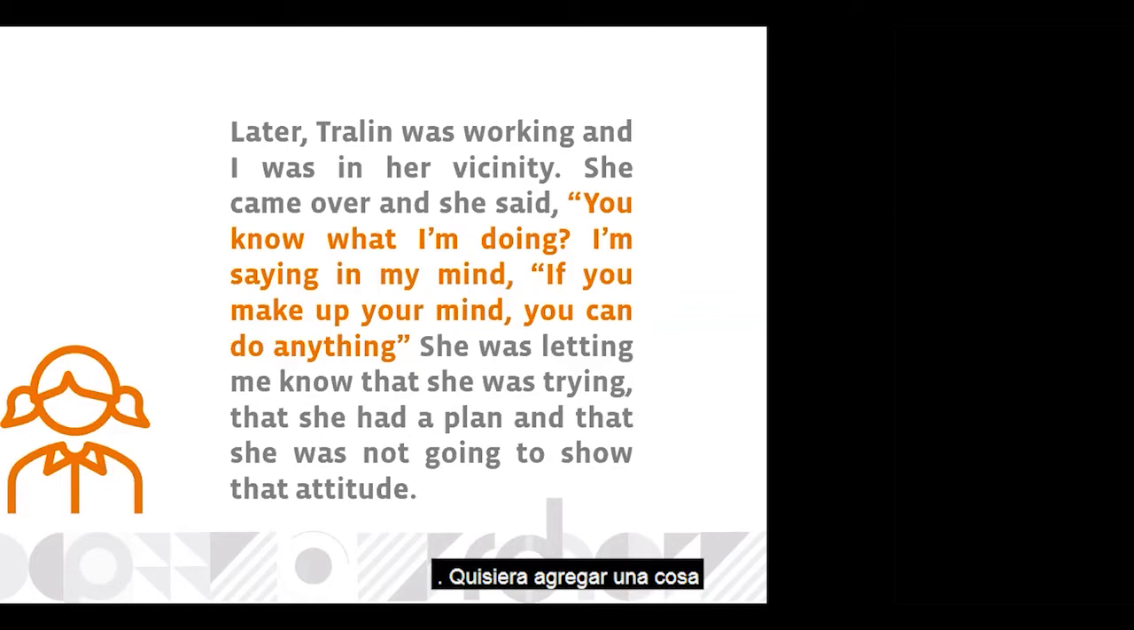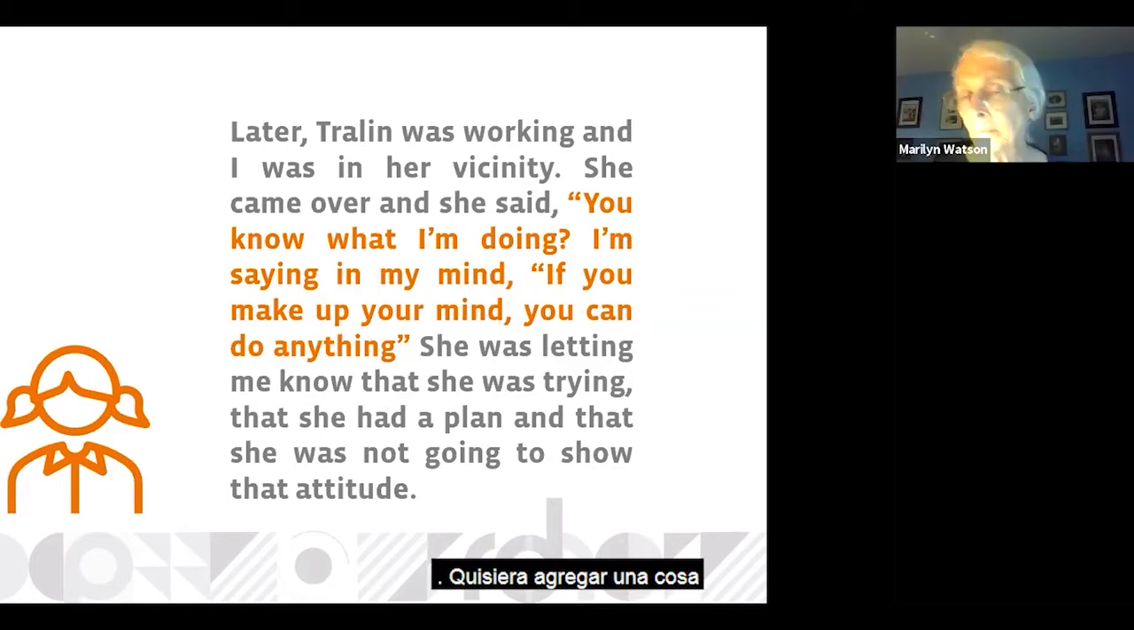I'd like to add something that I think isn't clear in the example. This was the second year that Traylin was in Laura's classroom. So they had built a very good, strong relationship the first year. And this is well into the second year. In the first year, Laura would never have been as direct and demanding as she was in this instance.